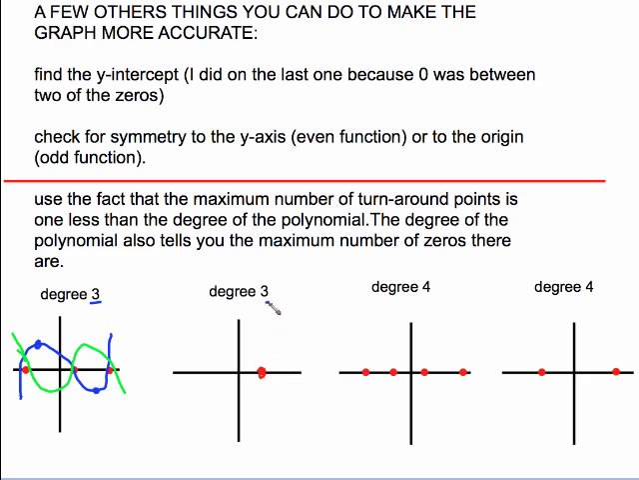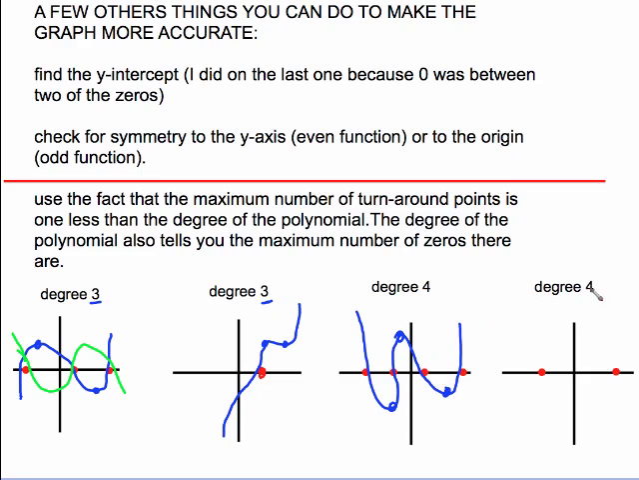Well, it still has a possibility of 2 turnarounds. And it could have 2 turnarounds because it might come through here and it might still dip. So here's 1, 2 turnarounds. Potentially degree 4 can cross 4 times at most, and then maybe it's going to go something like this, up, down, kind of like a W. It could go the exact opposite direction like an M, but count your number of turnarounds. 1, 2, 3 turnarounds, which is 1 less than 4.